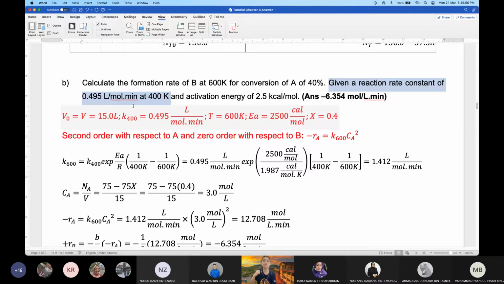You must be very sensitive about this information. They do give us the K, but the K is at 400 Kelvin. Okay, right. Next, they give us the activation energy, 2.5 kilocalorie per mole. So let's say, I understand.